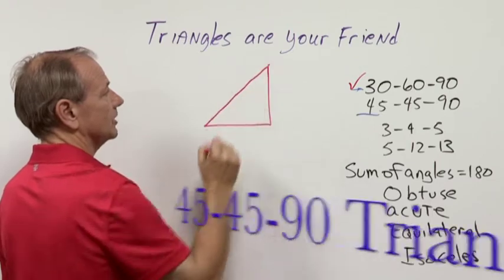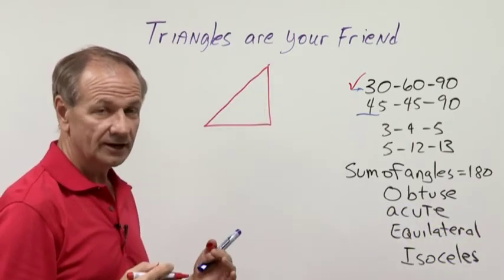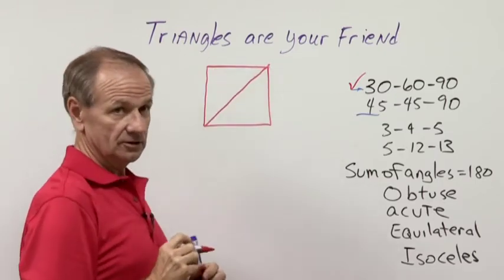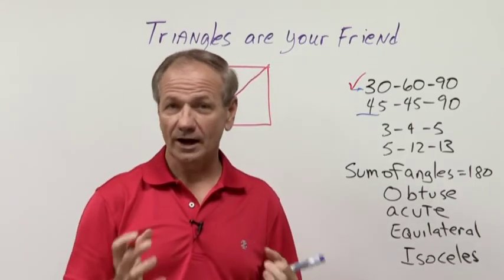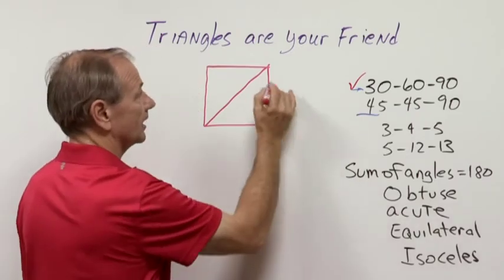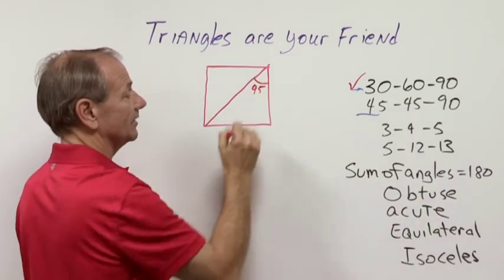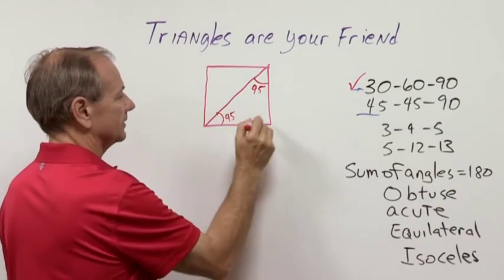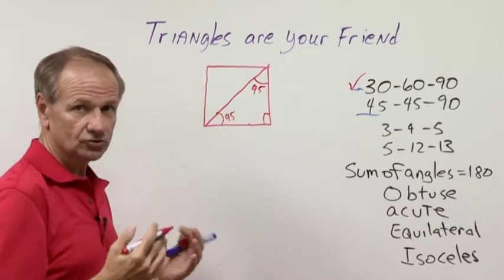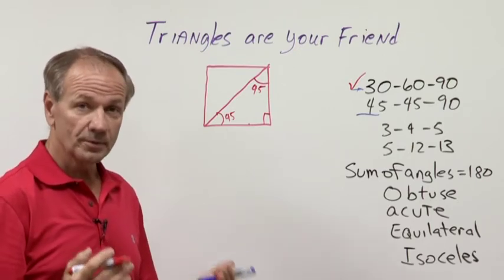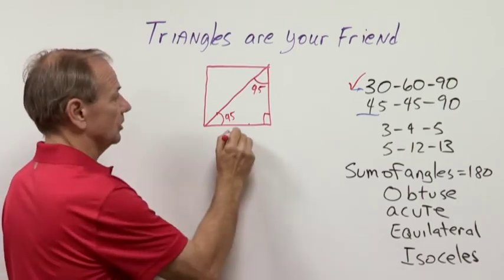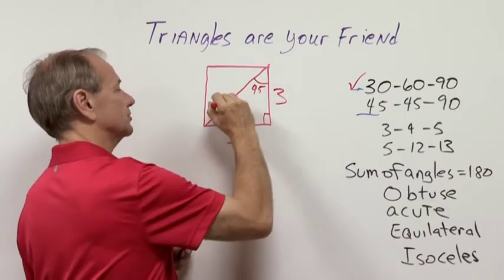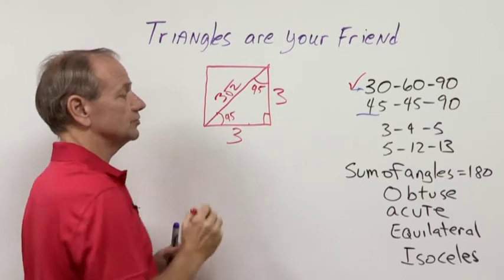A lot of times, how we get a 45, 45, 90 is the ACT cuts a square diagonally. Remember, a square has all 4 angles are 90 degrees. And if we cut a diagonal, that makes this 45, half of 90. And it makes this one 45, and it makes this one 90 because it's a square. Well, in a square, we remember that all sides are equal. So whatever this is, that would be a 3, this could be a 3. The relationship is this would then be 3 square roots of 2.